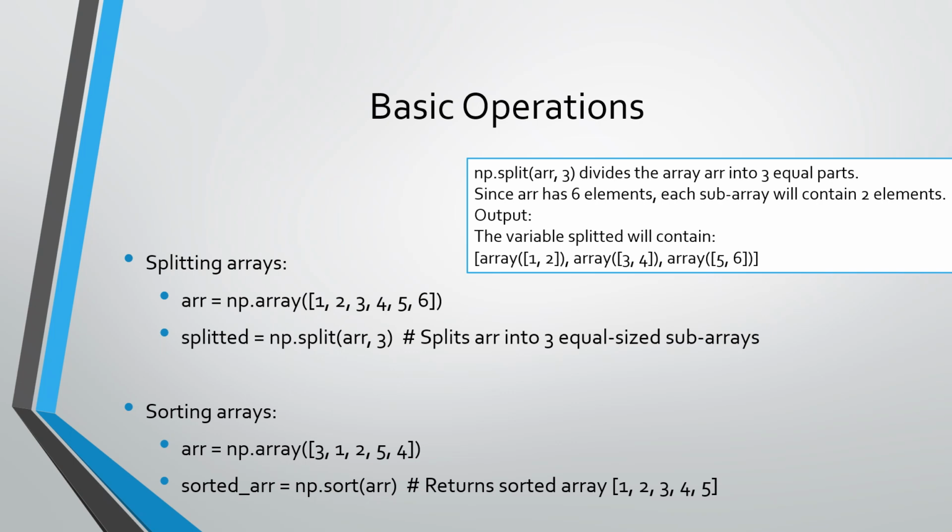The next function is the sort function. We can arrange the elements of a given array in increasing order. For that we have called this sort function. We have passed this array variable inside it. So this returns a sorted array.